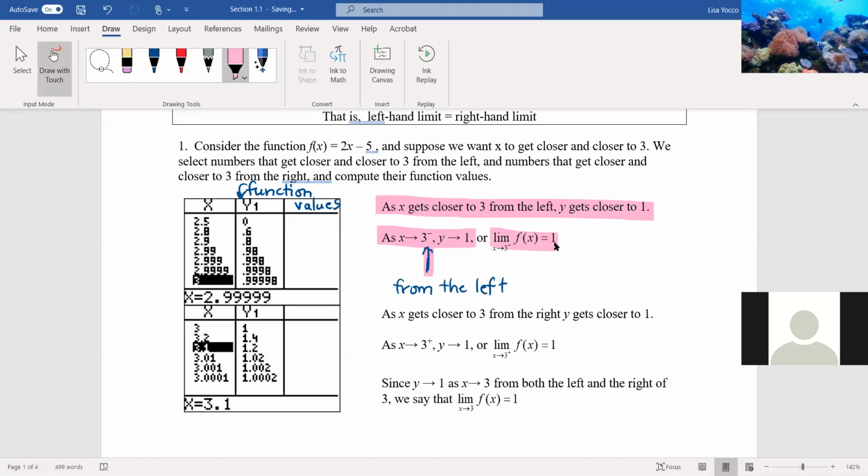Sorry, they don't understand. Okay, so what I just highlighted, we would read that the limit of f of x as x approaches 3 from the left equals 1. All right, and that's called a left-hand limit. It's also a one-sided limit because we are approaching the x value from the left.